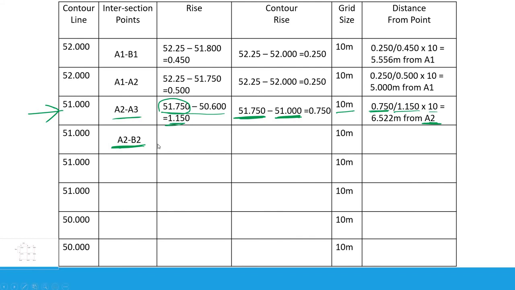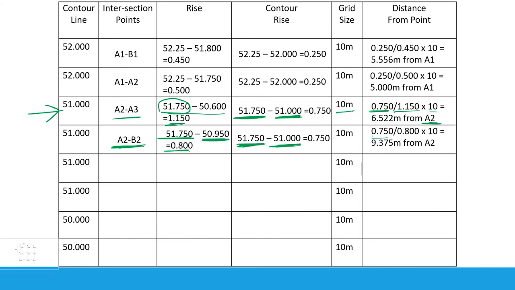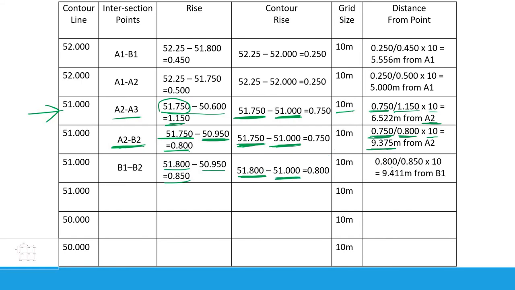Between A2 and B2, A2 minus B2, the reduced level of them. This is the answer, and then the contour rise, the higher one, which is A2 as well, minus contour line 51, and the distance, contour rise divided by rise times 10, and in this case it's 0.375 from A2. Between B1 and B2, B1 minus B2, the elevation or the reduced level of them, this is the answer. The contour rise, the higher one minus 51, divided by rise times 10, which is the grid size, in this case 9.411 meters from the higher one, which is B1.